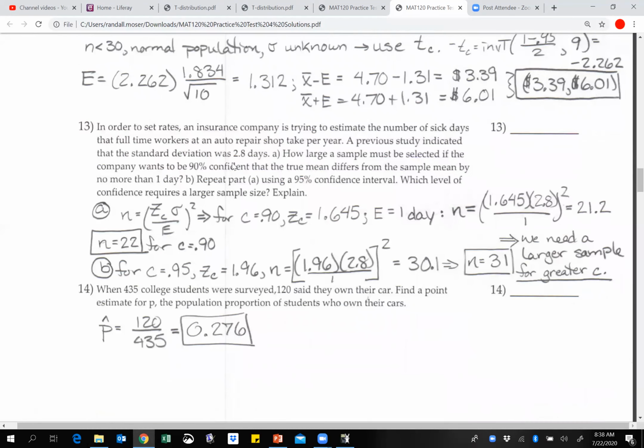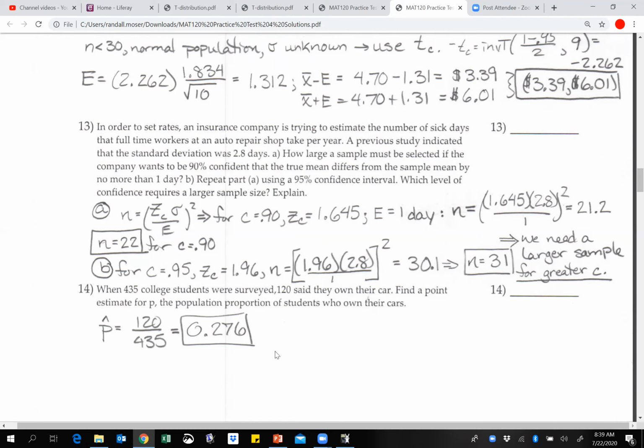Let's take a look at number 13. Number 13 is very different in terms of what they're asking for. If you go back through the first half of this test, the question is either of the form, find the Z-critical, find the T-critical, compute a margin of error, or find this confidence interval or that confidence interval. In question 13, what we're asked to do is, with some given information, determine how large of a sample size would be needed to guarantee a certain confidence level.